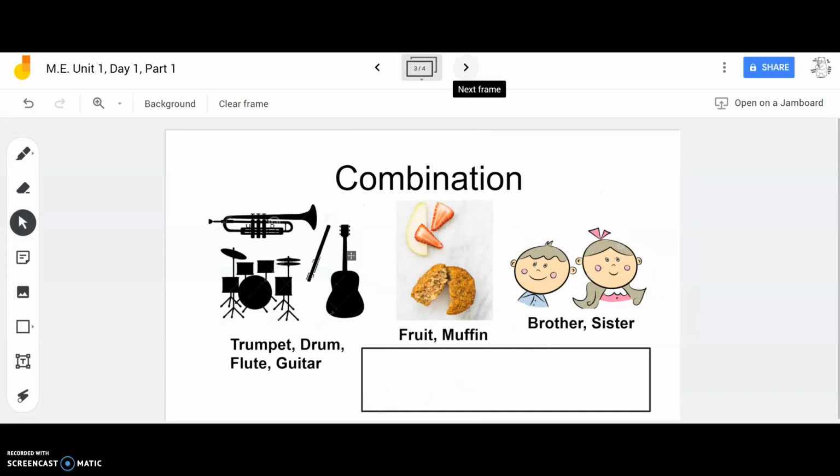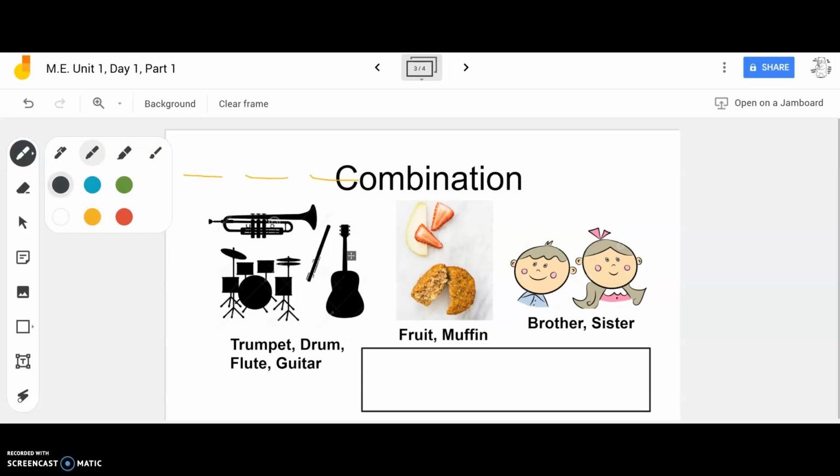Ooh, this time I have 3 options, which means in my equation, I'm going to need 3 numbers. Okay, let's look at my instruments. It looks like I'm combining instruments with a snack and then siblings. This could be like when you come home from school and you're thinking, which instrument should I practice first? And then what snack should I have? And then who should I play with at home? You're combining your options after school.